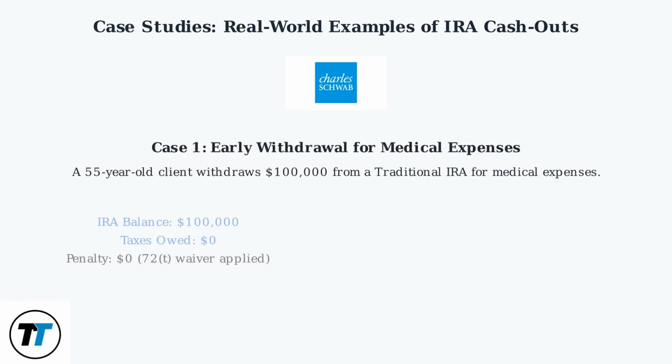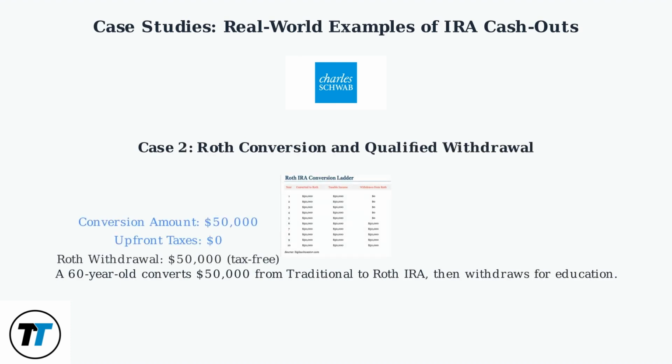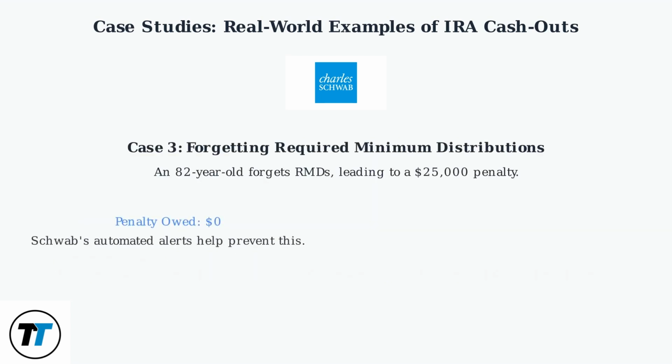First, a 55-year-old client needs $100,000 for unexpected medical expenses. They use the 72T rule for substantially equal periodic payments, avoiding the 10% early withdrawal penalty. Second, a 60-year-old converts $50,000 from traditional to Roth IRA, paying upfront taxes. They then withdraw the same amount tax-free for a grandchild's education. Finally, an 82-year-old forgets required minimum distributions, incurring a $25,000 penalty. Schwab's automated alerts can help avoid such issues.